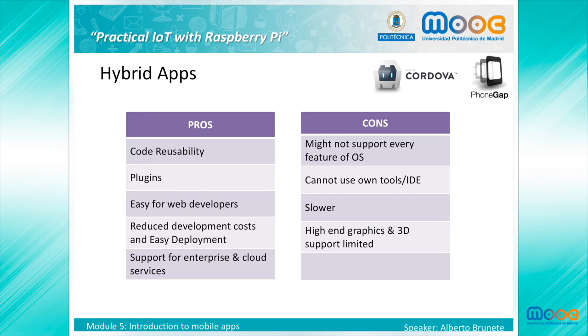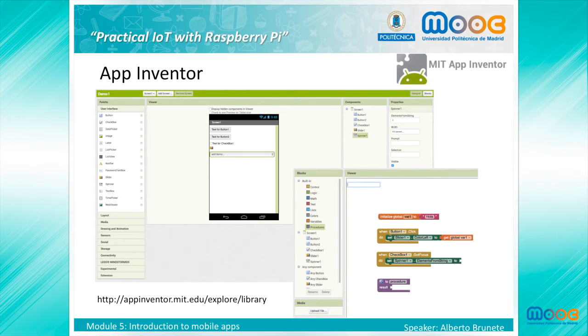So, which one will we use? Well, in fact, none of them. Since we don't have that much time in this course to learn Java, Objective-C or HTML5, we will use another application that is much easier to learn and use for simple tasks. That is App Inventor.